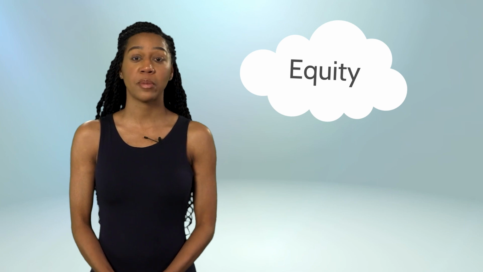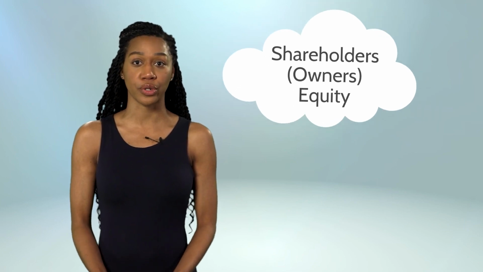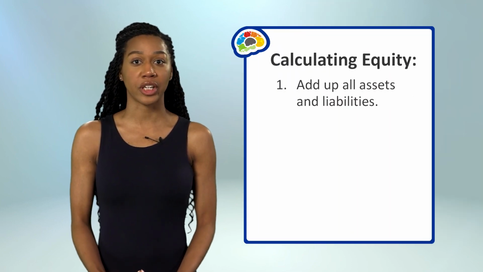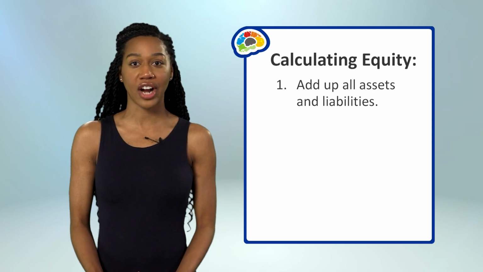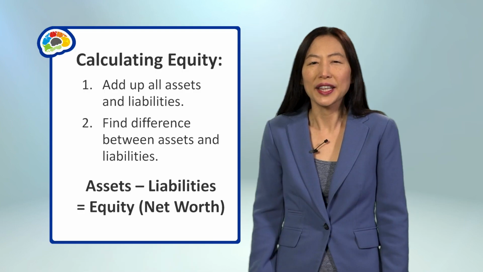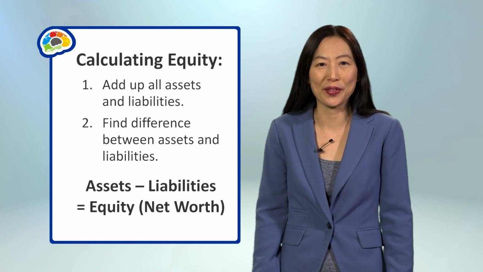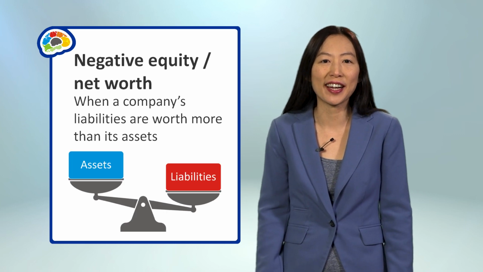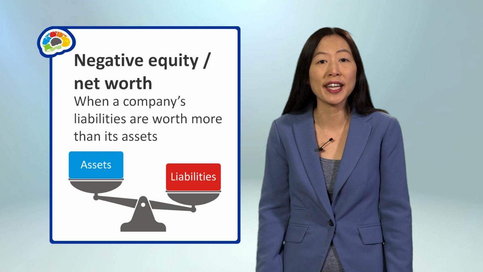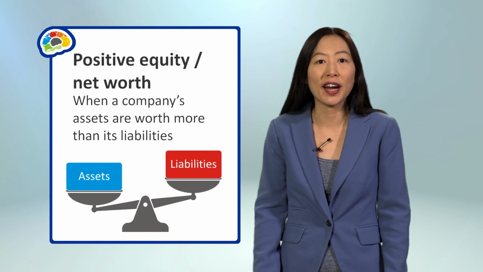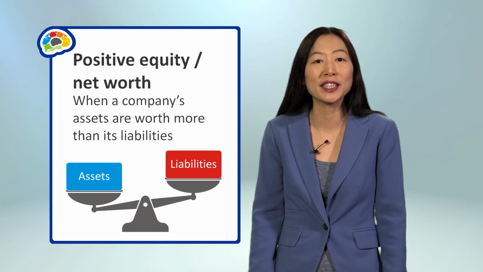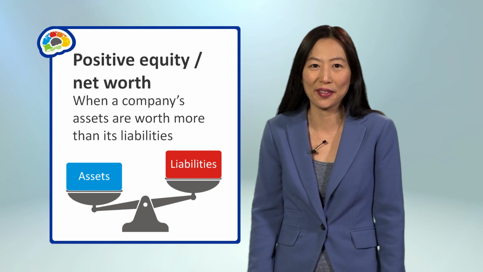The last part of the accounting equation is equity, specifically shareholders' or owners' equity. To calculate equity, we first add the value of all of our assets and liabilities. The difference between assets and liabilities is our equity, or net worth. When our liabilities exceed our assets, we have a negative equity or a negative net worth. And when our assets exceed our liabilities, we have a positive equity or a positive net worth.